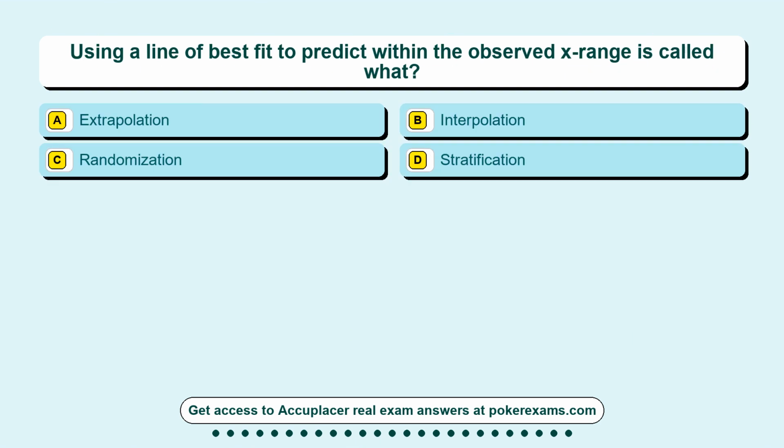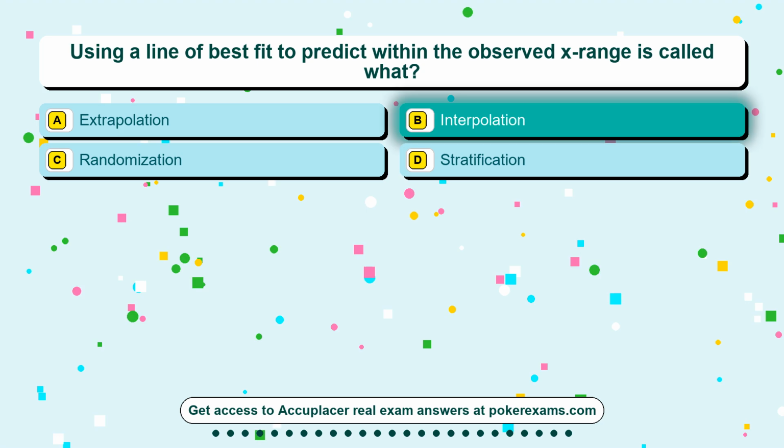Question 5. Using a line of best fit to predict within the observed x-range is called what? Option A, extrapolation. Option B, interpolation. Option C, randomization. Option D, stratification. The correct answer is option B, interpolation.